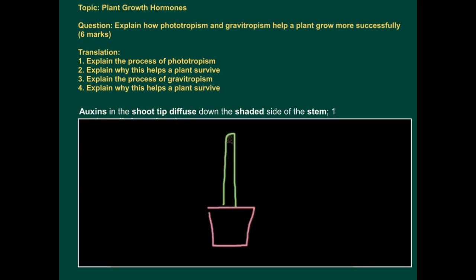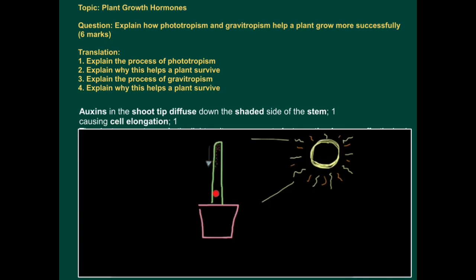So let's deal with phototropism first, a growth towards light. Auxins, which are plant growth hormones, in the shoot tip, you can see them here, diffuse down the shaded side of the stem. So assume the sun is over here, let's say this is the shaded side, and this side is exposed to light. The auxins will diffuse along a concentration gradient where they're high at the tip and low down here, so they'll move by diffusion down the shaded side of the stem. So you can see them moving down.